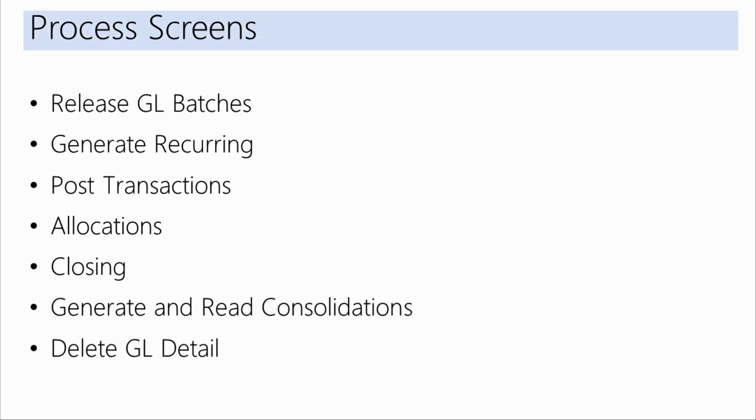We talked a little bit already about generate recurring. We kind of walked through that already. Again, if something is in that unposted status, how do I actually get it to post? What's the process? Allocations, what are they and what are they used for? We'll talk about closing the periods so we can keep things moving forward in the year. We'll also talk a little bit about generating and reading consolidations, and deleting our GL detail and what that means.